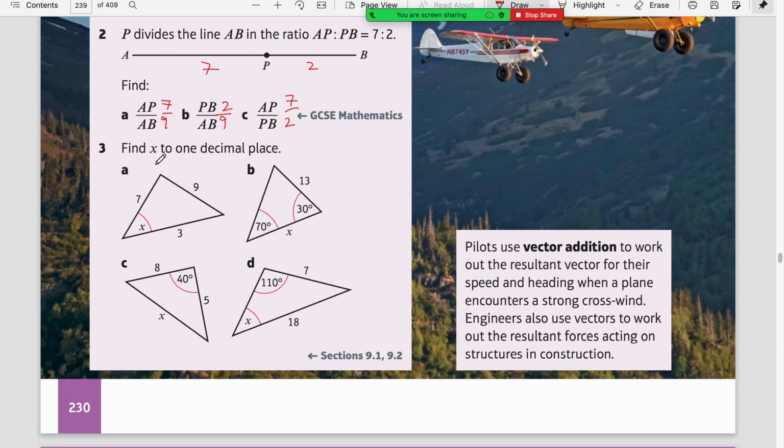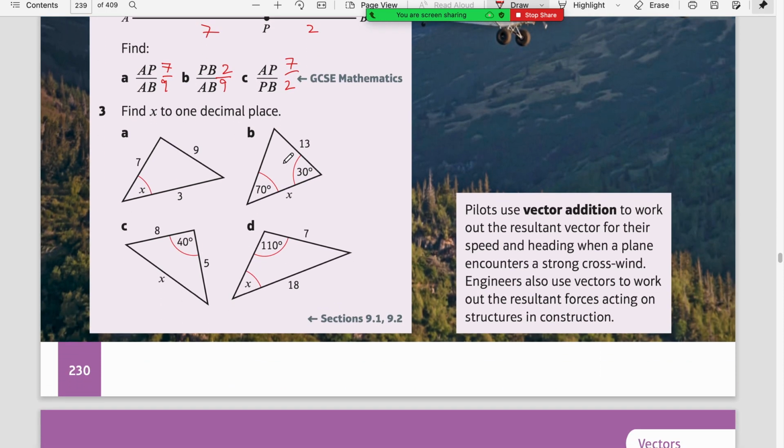Find x to 1 decimal place. Now again, this is trigonometry, cosine rule. So what was that? That is 9 squared is equal to 3 squared plus 7 squared minus 2 into 3 into 7 into cos of x.